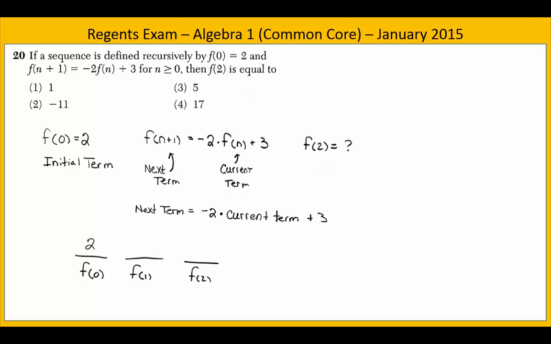The beginning term was 2. To get the next term, we take negative 2 times that term and add 3. Negative 2 times 2 plus 3 is negative 1. That's the next term. To find the final term, we do the same process. We take that term, multiply by negative 2, and add 3, and we get 5. So the term f(2) is 5, choice 3.